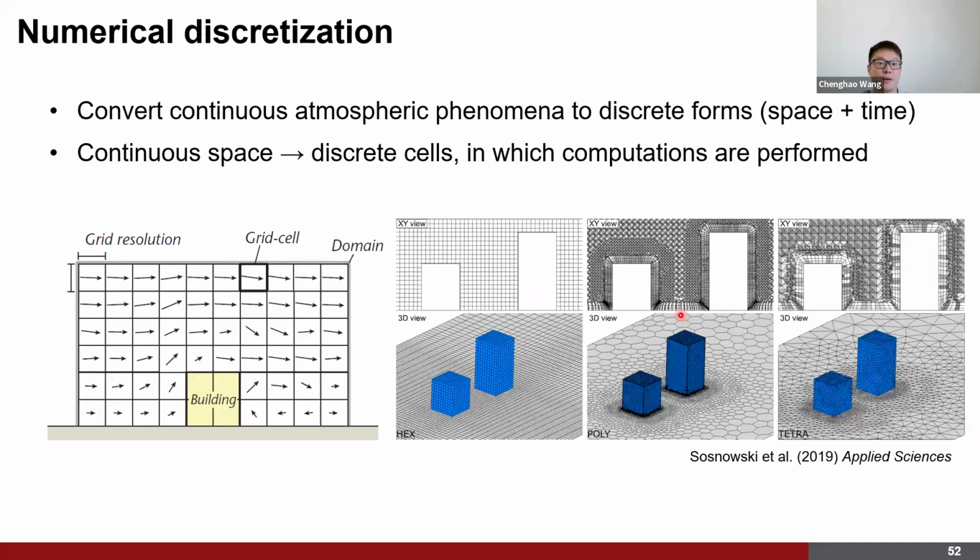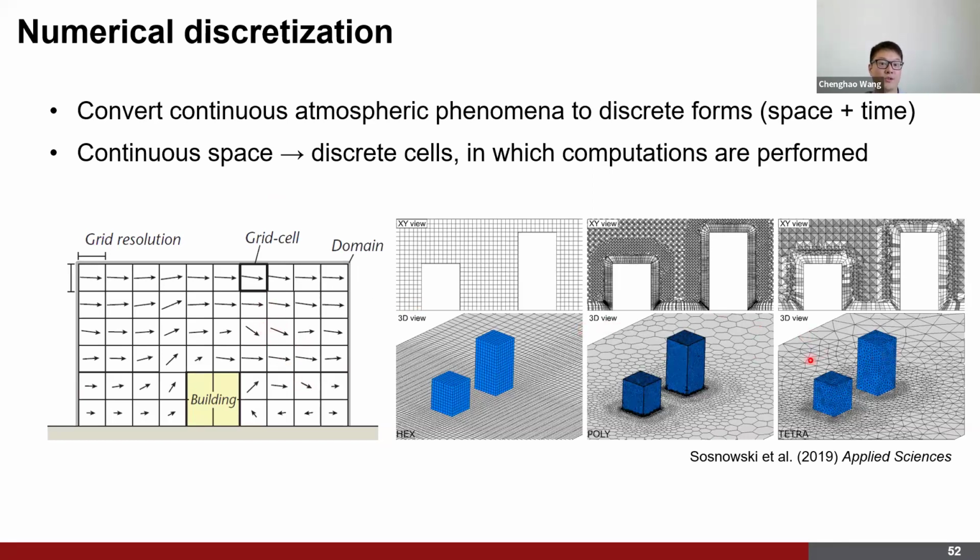So the last one is numerical discretization, which is also sort of covered in previous lectures, especially Dr. Zhu's lecture. And different from reality, numerical models require some discrete forms in both space and time. For continuous space, we need to convert it to discrete cells and solve the equations in each cell, just like this one.